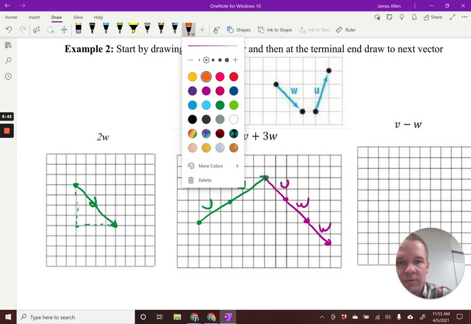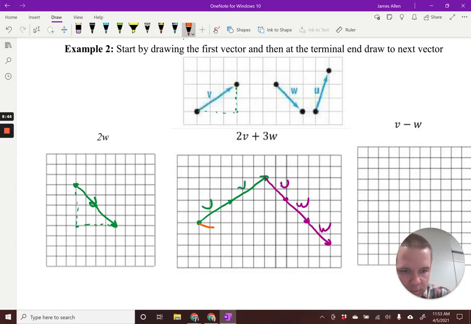And now my resultant vector goes from the initial point of the first one to the terminal point of the last one there. And boom, we have 2v plus 3w. We are cruising through vectors. We are cruising. Carousing. I love it. Fantastic. Awesome. Let us keep going.